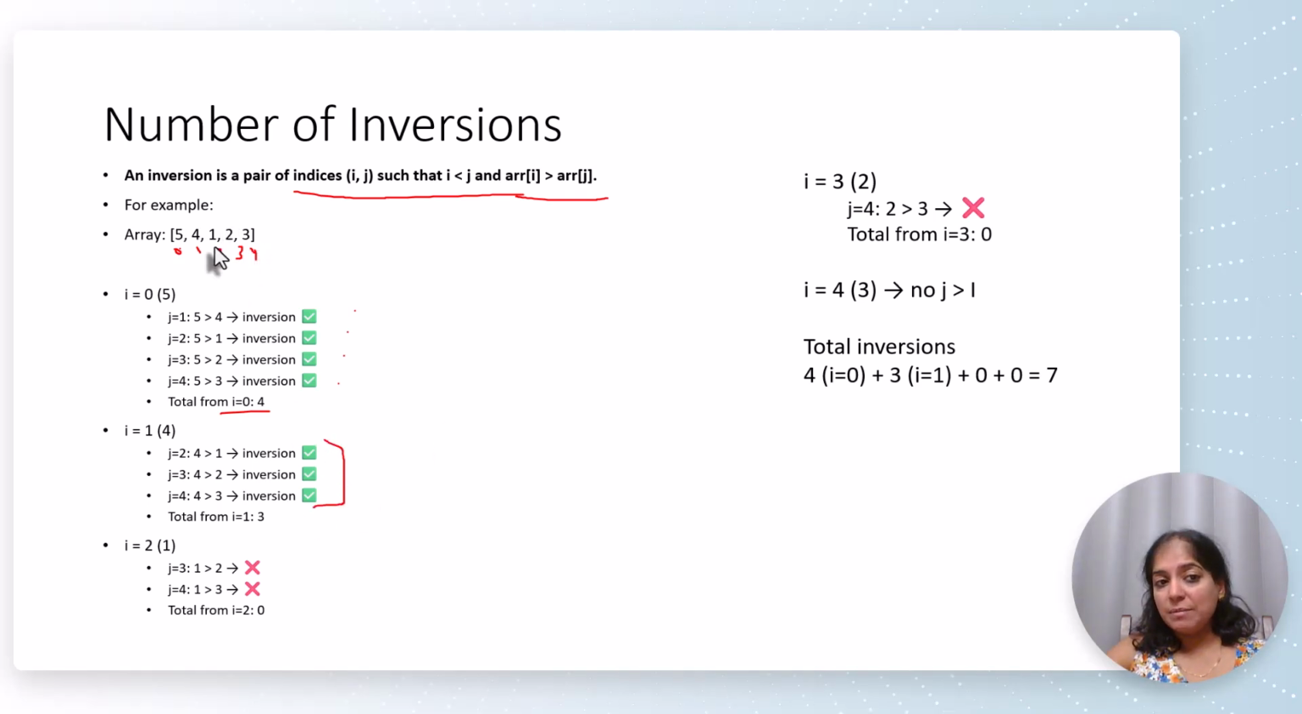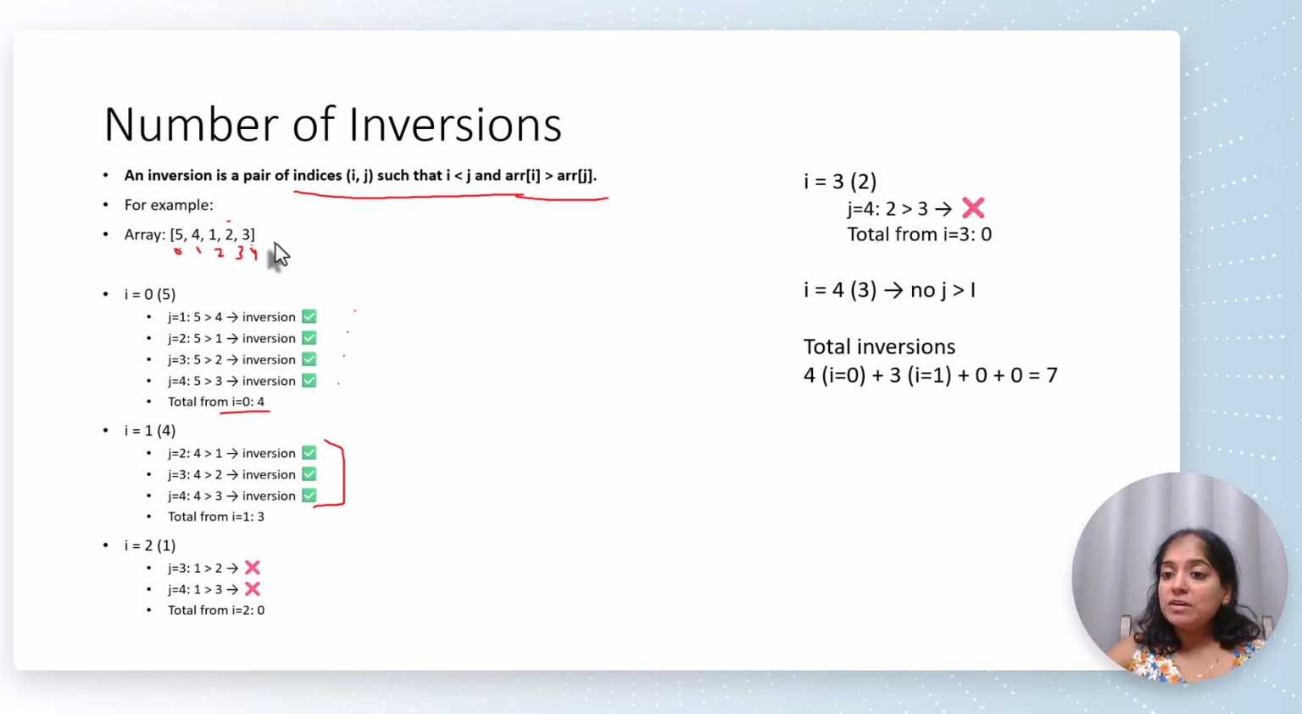Then with element 1, 1 2 is not an inversion because 1 is less than 2. 1 3 is not an inversion. Then if you check with element 2, 2 is less than 3, so it is not an inversion. Okay, and at element 4 the loop terminates, because there is no other element after element 3.